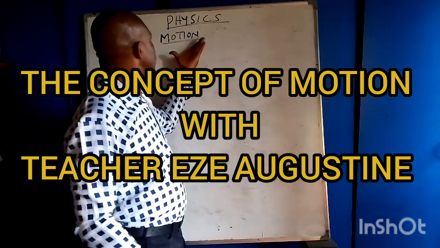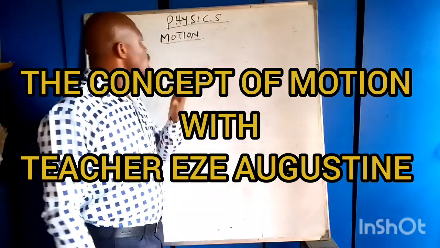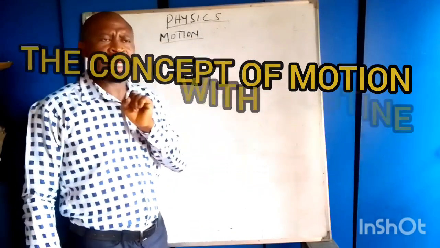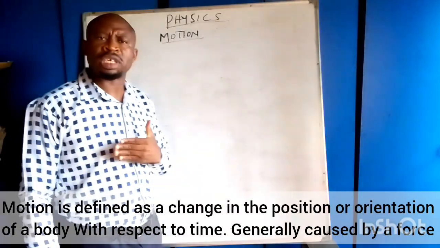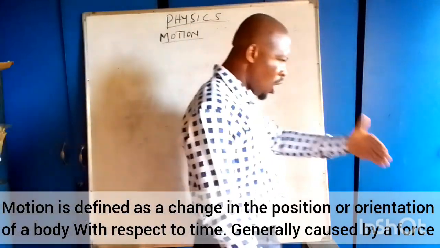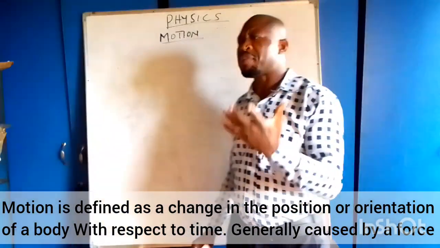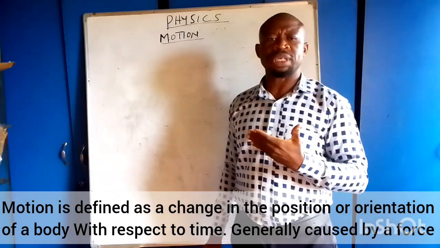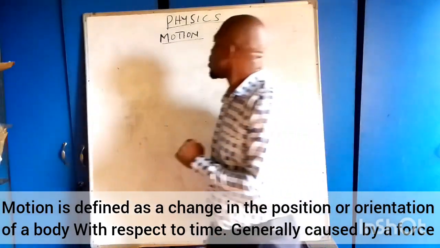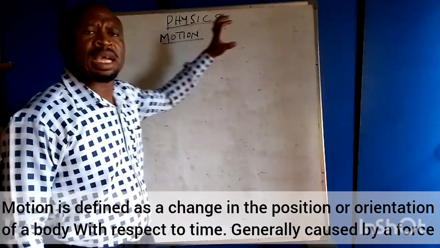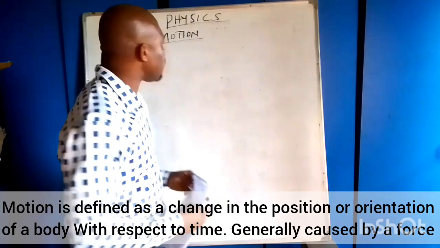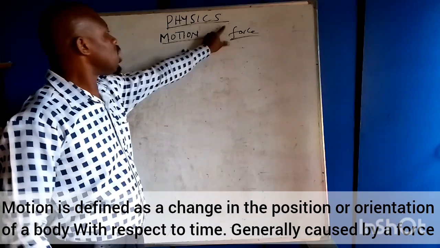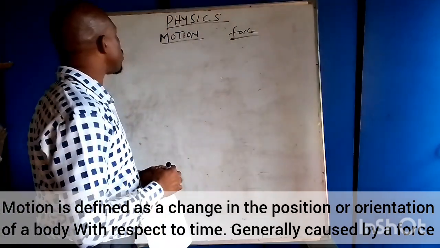Today I want us to look at motion, the concept of motion. What is motion? That is the first question we'll ask ourselves. Motion is nothing but a change in the position of an object, or we can say motion is a change in the orientation of an object with respect to time. Now, this motion of an object can be caused by a factor called force. So force can cause the motion of an object to change.